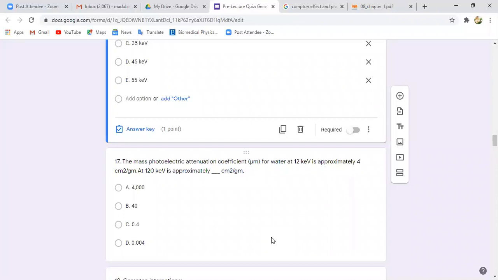No, the photoelectric emission coefficient is inversely proportional to energy cubed. So we can have P is equal to, let's just introduce a constant, K. Let me use the mass coefficient for photoelectric emission, PE. Let me use that.